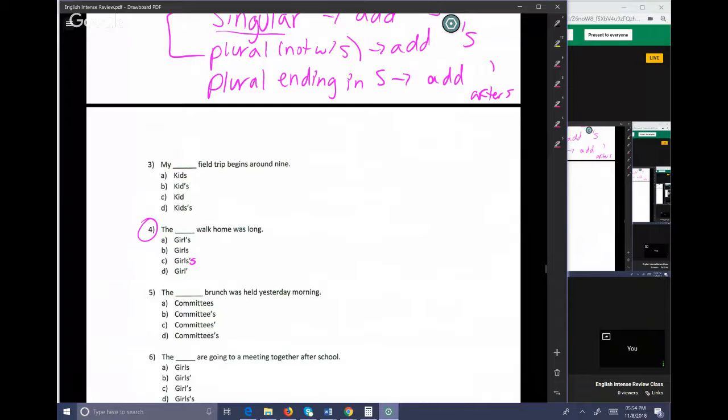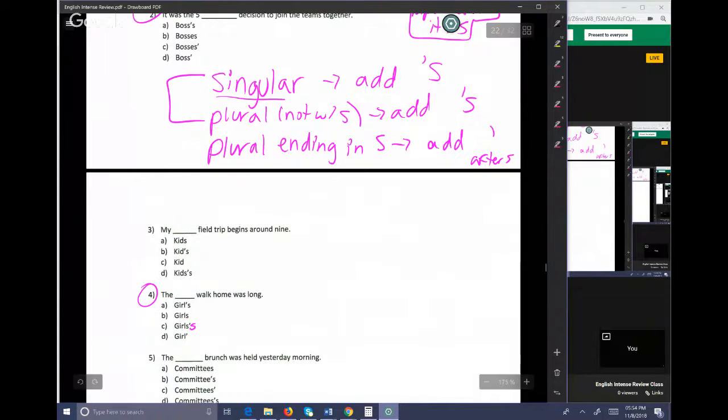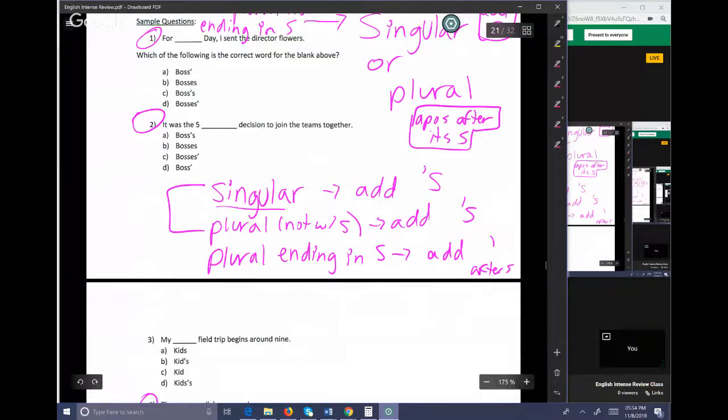So I am back. If you have not paused, made the correction, and then paused to do the work, go ahead and do that. On number 1, Boss's Day, the word boss is a singular word, even though it ends with two S's. So a singular word, we put an apostrophe and an S, and that is C. Number 2, it was the five bosses' decision to join the teams together. Bosses, when it's plural, does end in S. It actually ends in an ES. So we just tag an apostrophe on without disturbing the word.